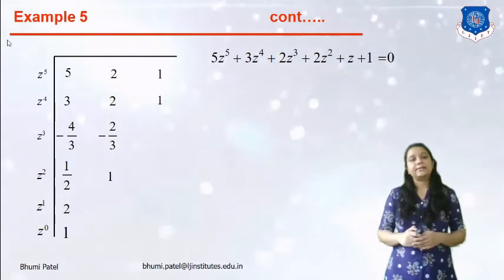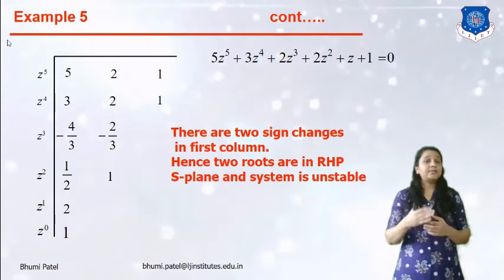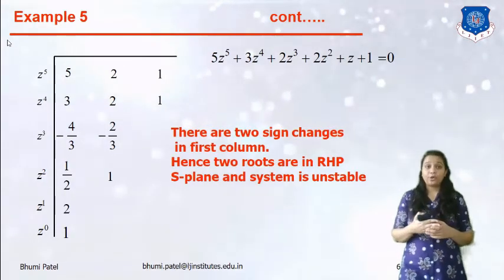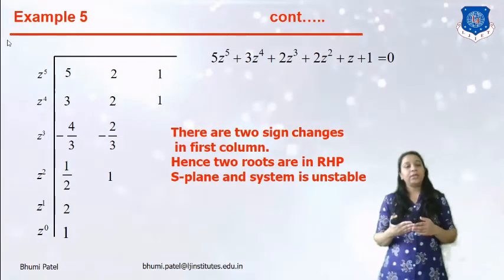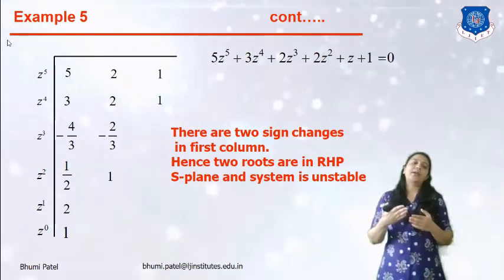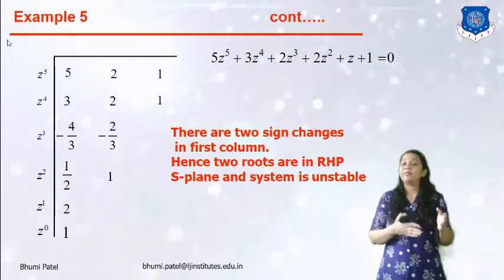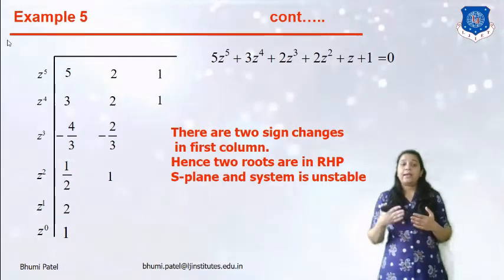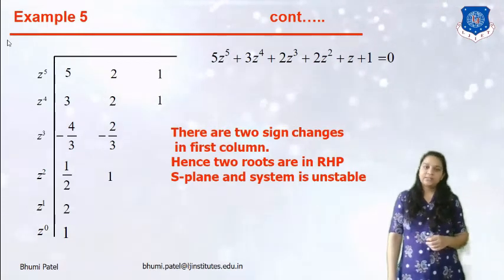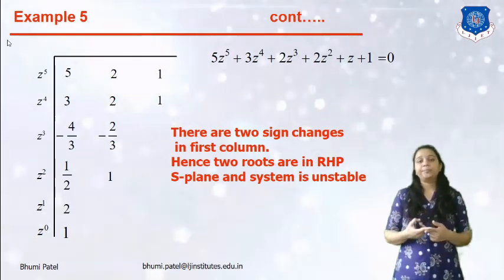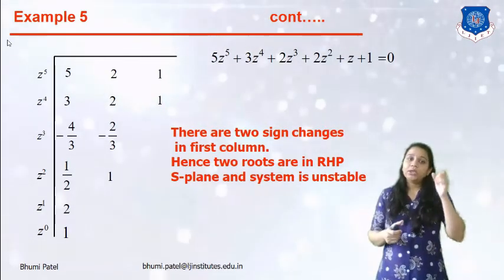Now the next condition is to check the first column. Here you can see that there are 2 sign changes in the first column. The first one is from plus 3 to minus 4 by 3, and the next is from minus 4 by 3 to 1 by 2. That means two roots are in the right half plane, and that's why this type of system is an unstable system.